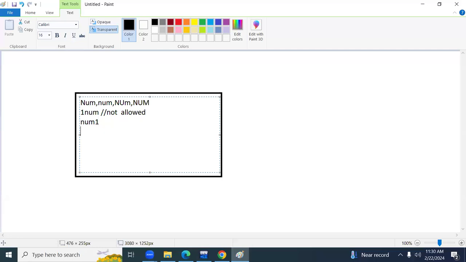One more thing, you can start your identifiers with an underscore, like this. As a tryout, I am just showing you the different ways, guys. But you shouldn't use an underscore at the start of a variable.